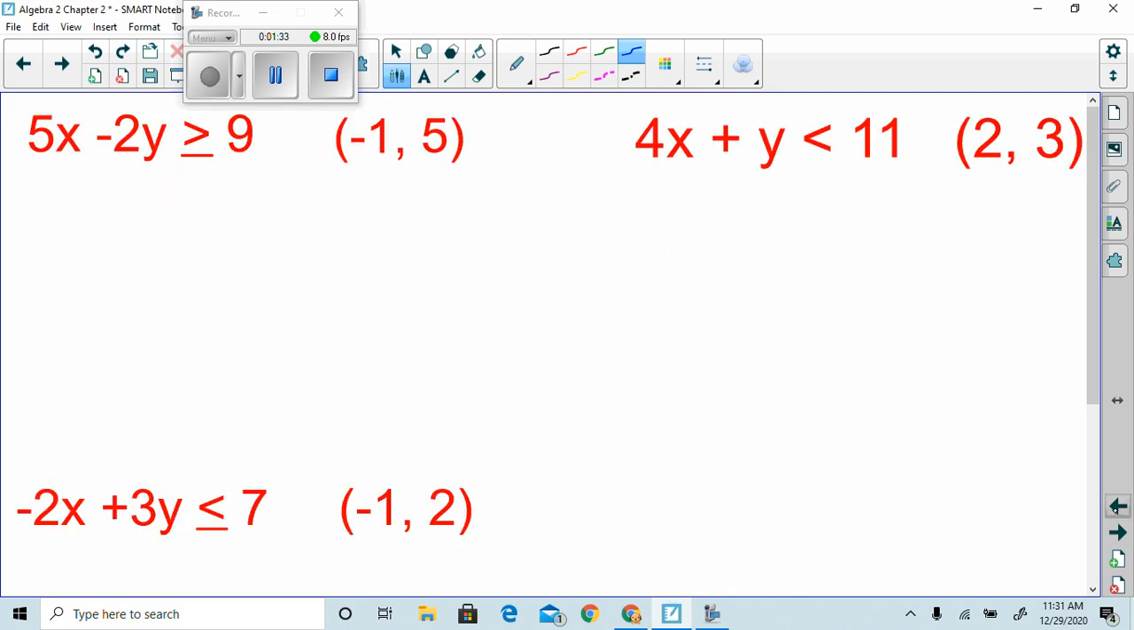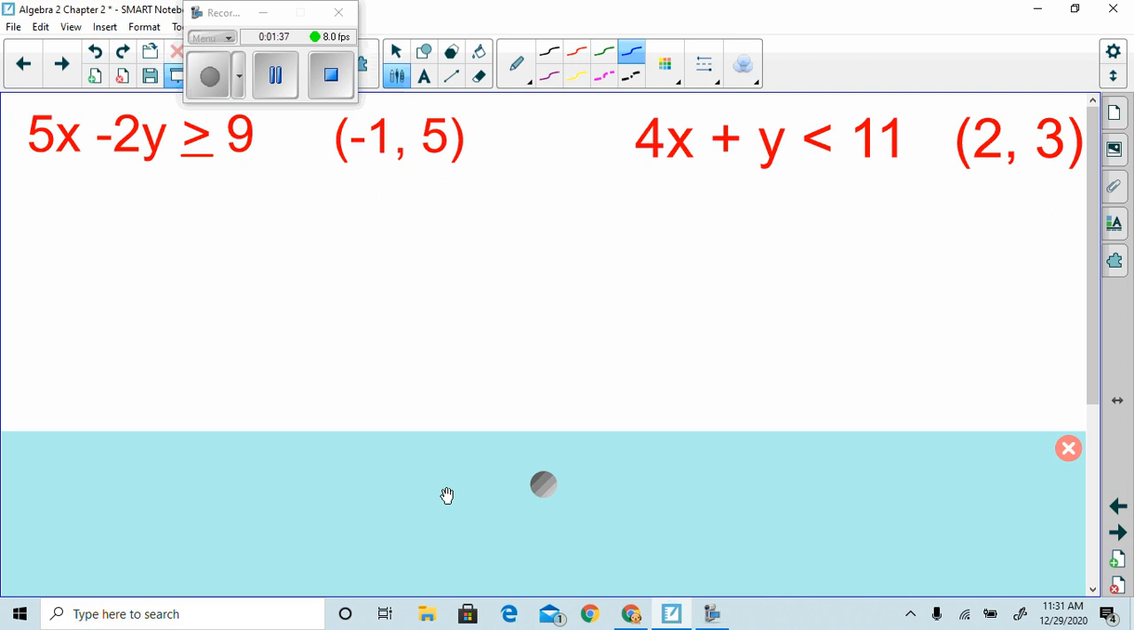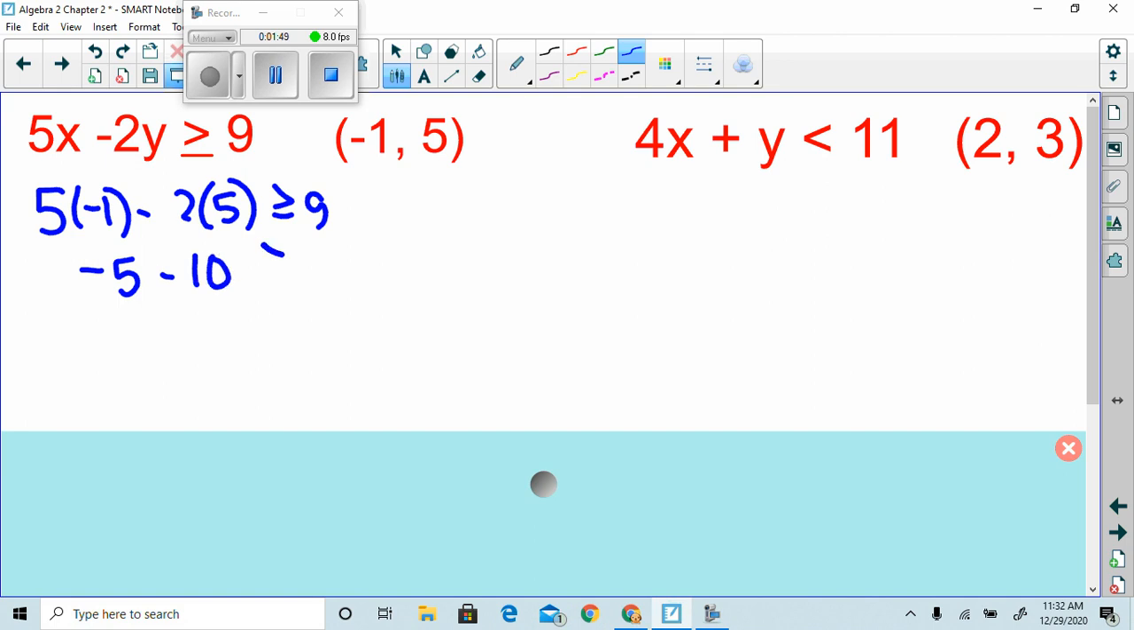Let's practice a few more. 5 times -1 minus 2 times 5. Is that greater than or equal to 9? I've got a -5 minus 10. And I get -15 is greater than or equal to 9, which is false. Once again, not a solution.